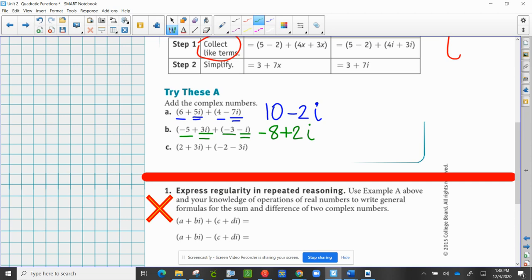Okay, so why don't you try C, see if you can add those together. What is 2 plus 3i if we add that to negative 2 minus 3i? Well, actually for this one, 2 minus 2 would cancel, and so would 3i minus 3i. So that one ended up being 0. Not too exciting for that example.